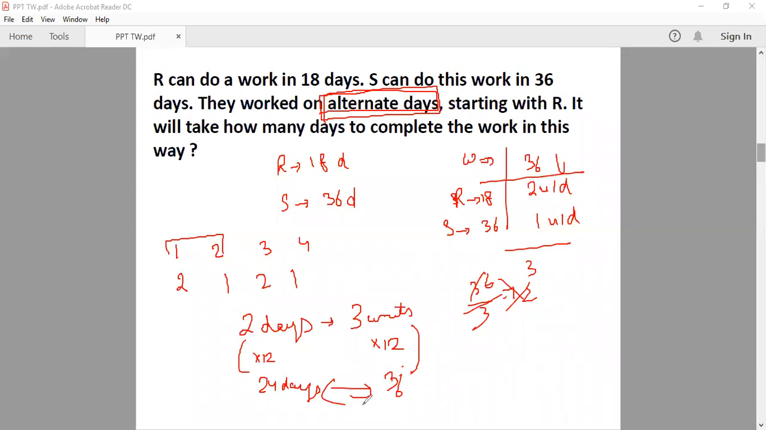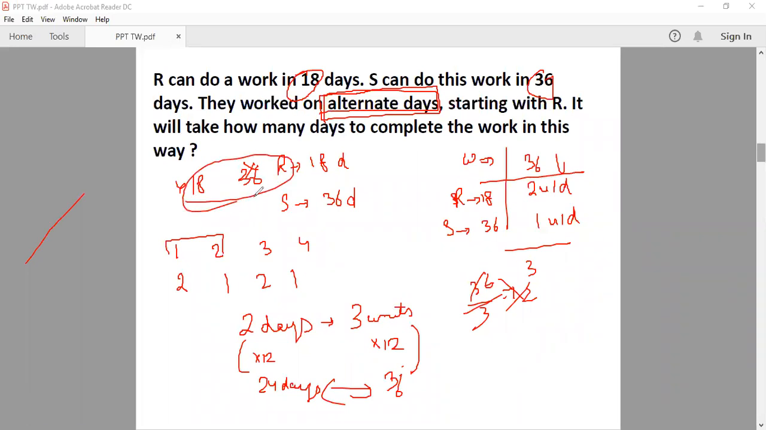For example, आपको एक सेट दिया हुआ है 18 डेज का, एक सेट दिया हुआ है 36 डेज का. Whenever we are alternate, means ये 18 से ज्यादा होगा और 36 से कम होगा. So if you are getting an answer below 18 or above 36, both are wrong directly.